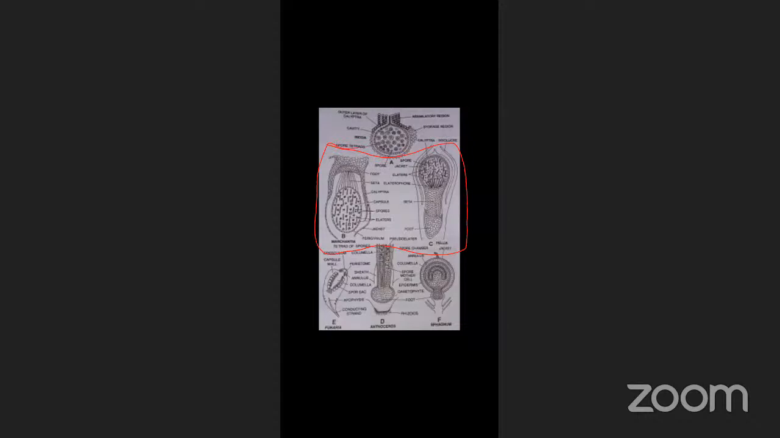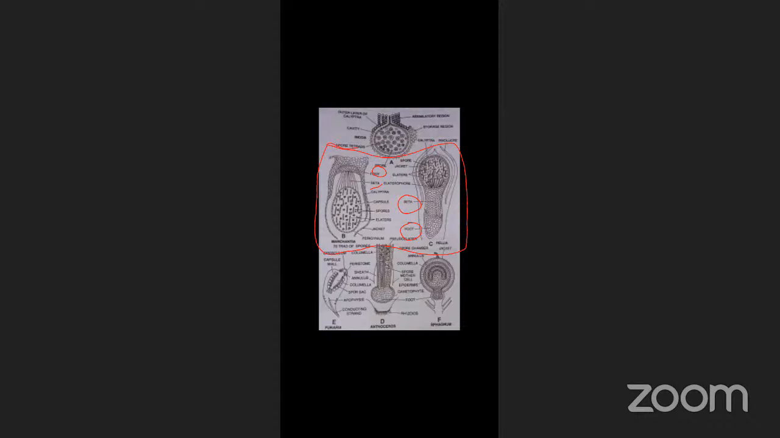So these two: foot, seta. Any difference in seta between Riccia and Marchantia? The seta is somewhat elongated in Pelia, isn't it? Yes, sir. The next is the capsule. The capsule is smaller when compared to Marchantia. That's not an important one. Elaters are present in Marchantia.